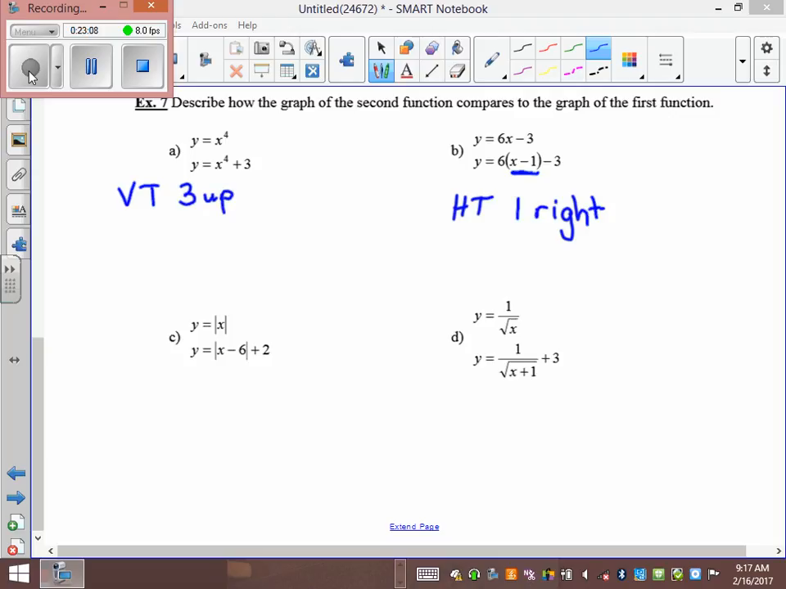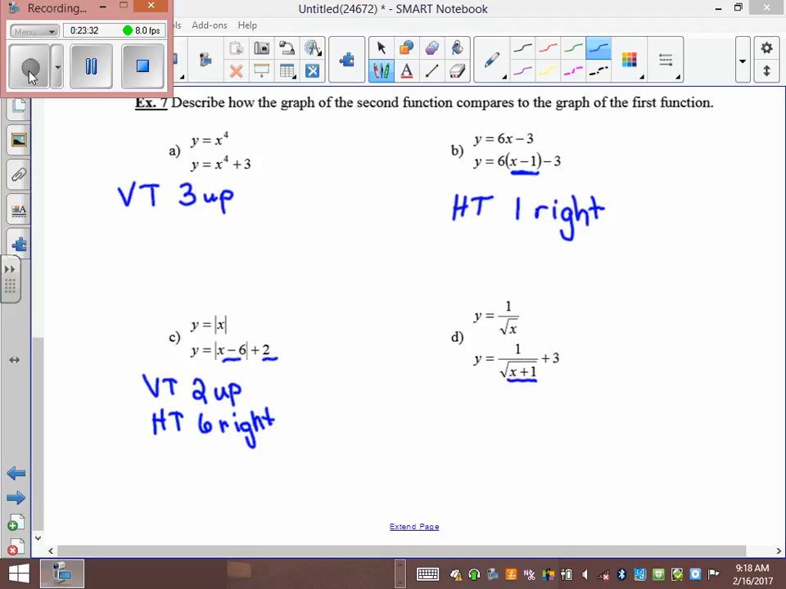The only thing that changed, well, there's this one and this one. This is an absolute value function. Don't let the functions throw you off. Remember, all you're comparing is if they've changed. If the number's at the back, it's a vertical translation. If it's with the x, it's a horizontal translation, right? So here we have a vertical translation 2 up, a horizontal translation 6 right.